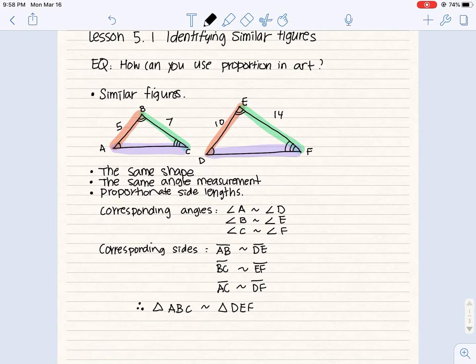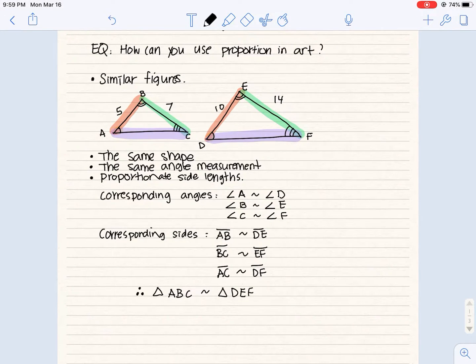So we have those things established, and these three little dots will be used later on in geometry. It indicates, as a conclusion, that triangle ABC and triangle DEF are similar.